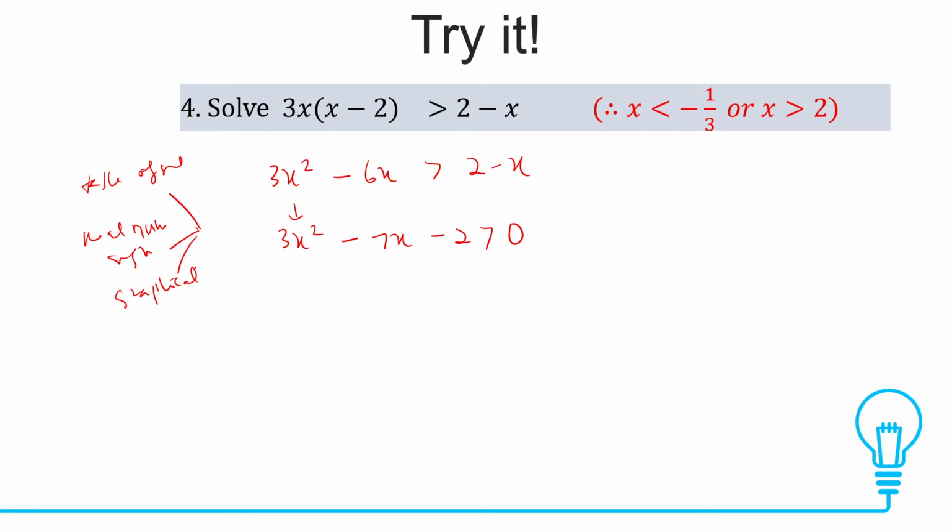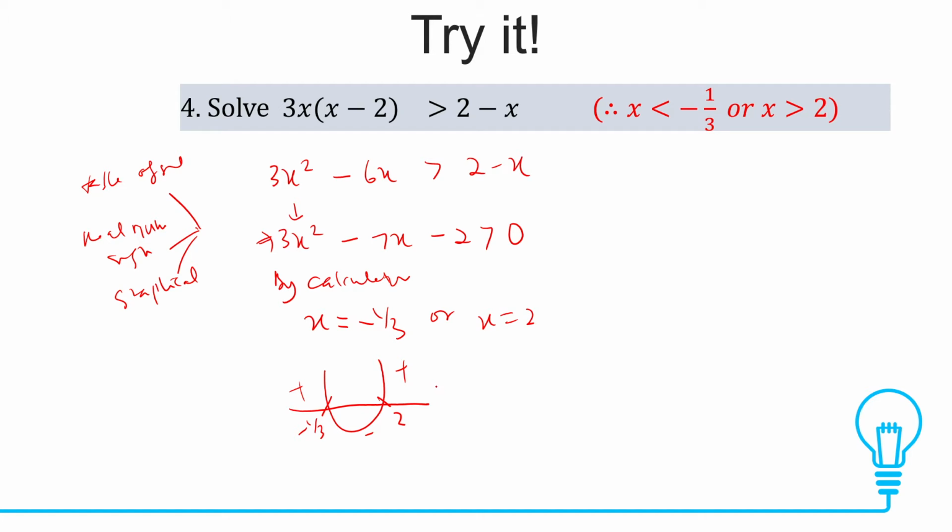So there is nothing wrong with using our graphical method. By using the calculator, 3x squared minus 7x minus 2 will give us x equals negative 1 over 3 or x equals 2. So what we're going to do is use the graphical method, a smiling face. Why is it a smiling face? Because this one is positive. The left hand side is negative 1 over 3, the right hand side is 2. This region we label positive, and this one we label negative.